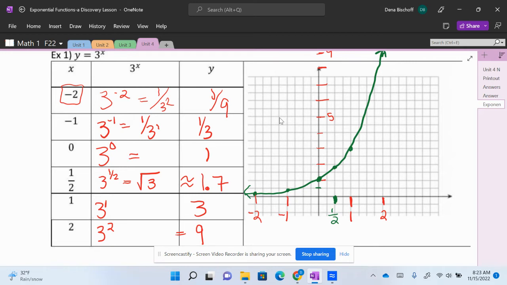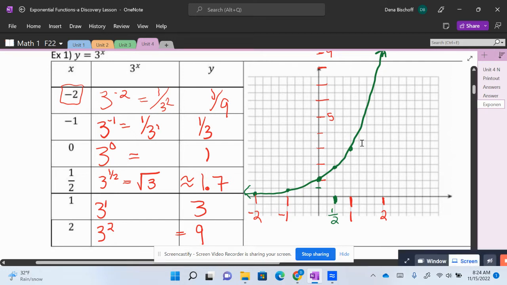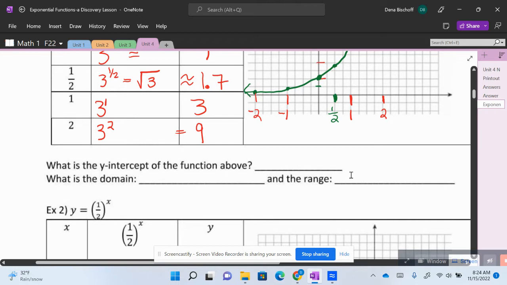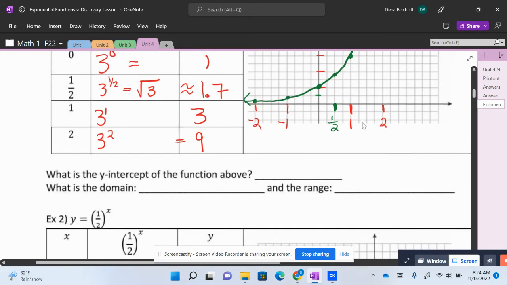When x is 3, it's going to be 27. At 4, it's going to be 81. At 5, it's going to be 243. It's just going to keep growing and growing, okay? So now let's go to the next function. But we have a question. It says, what is the y-intercept of the graph that we just did?